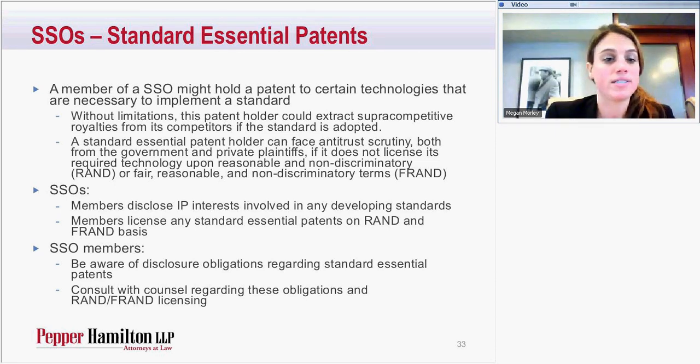And for the standard-setting organization members that are holders of these standard essential patents, you should be aware of any disclosure obligations you have regarding these patents that you must make to the standard-setting organization as part of this process. You also should consult with counsel regarding these obligations and any sort of RAND-FRAND licensing.